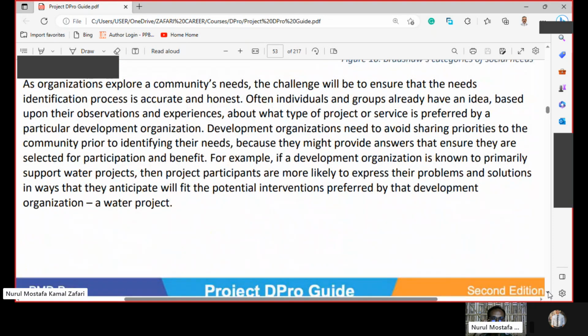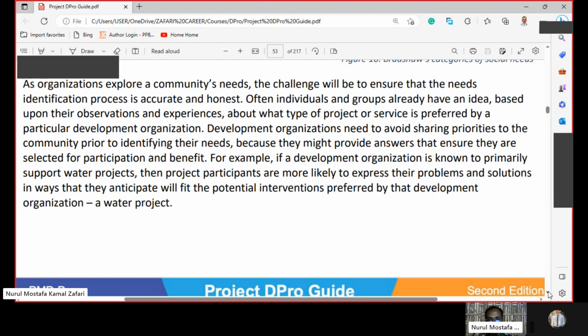As organizations explore a community's needs, the challenge will be to ensure that the needs identification process is accurate and honest. Often individuals and groups already have an idea, based upon their observations and experiences, about what type of project or service is preferred by a particular development organization. Development organizations need to avoid sharing priorities with the community prior to identifying their needs, because they might provide answers that ensure they are selected for participation and benefit.